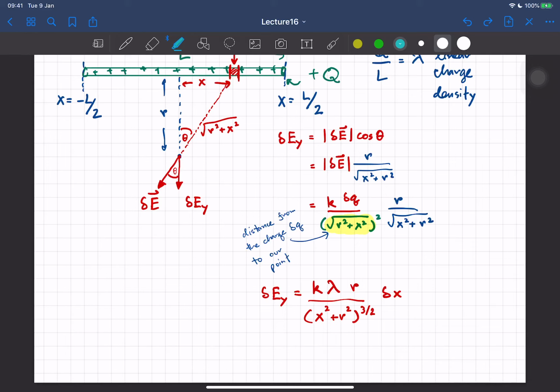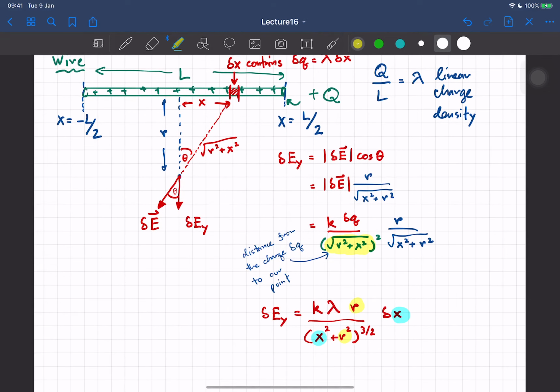Well, the variable that we're going to integrate is x. So obviously x is not a constant. That's going to be the variable that we're going to integrate. Let's check the rest. Well, k is a constant. Lambda is a constant because it's the total charge divided by the total length. That's not going to change. What about small r here? In this problem, small r is the distance from the wire to this point, which is also fixed. Okay, so that's not going to change.